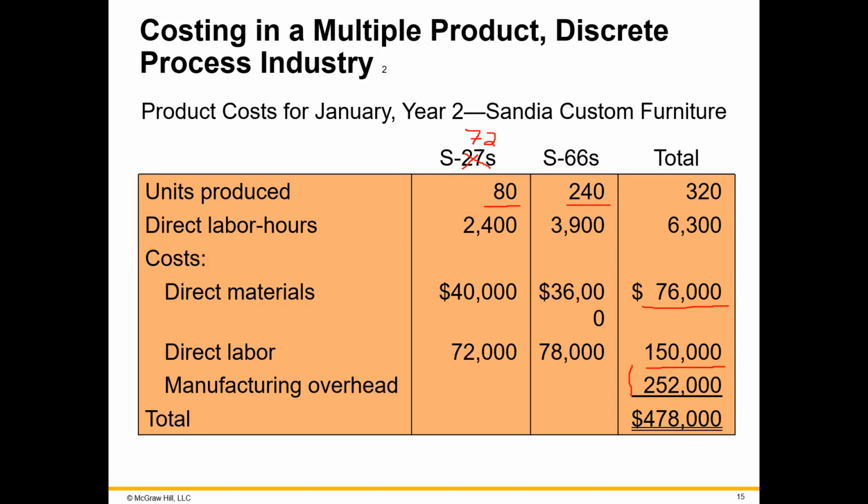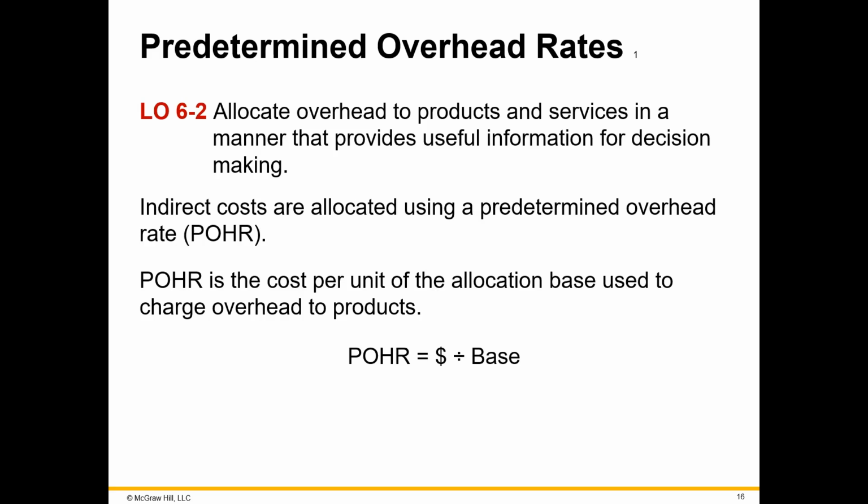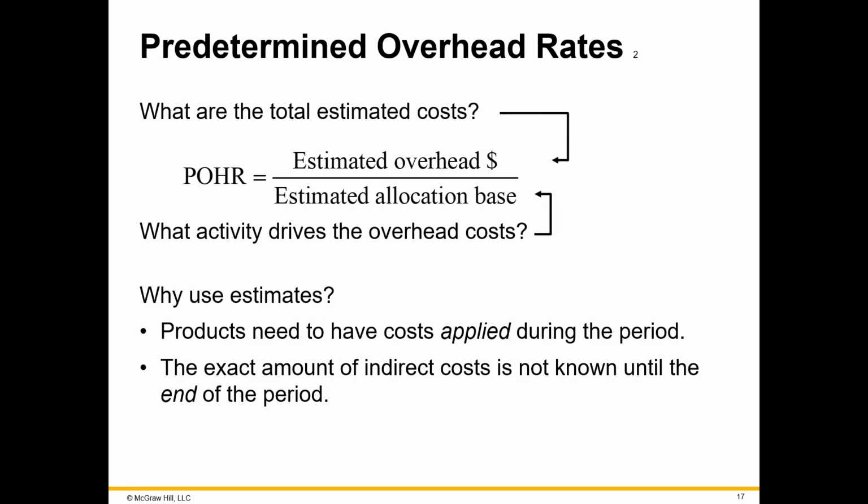So how do we allocate overhead? Usually there's going to be a predetermined overhead rate. The rate is going to be a cost per unit, either given to us in a dollar amount or a percentage. So to calculate the overhead rate, we take our total overhead in dollars, what we estimated, and we divide that by the allocation base. Remember that the allocation base can be a number of things. It could be direct labor hours, it could be direct labor cost, it could be number of units, it can be a lot of different things.